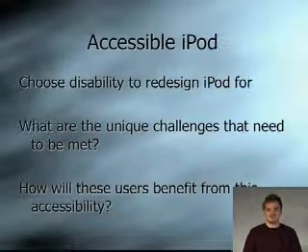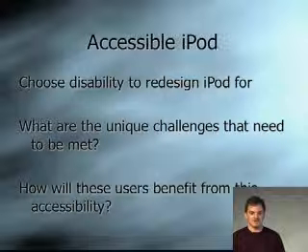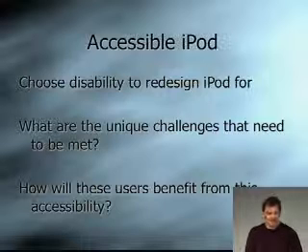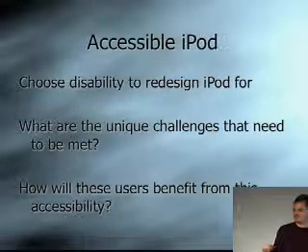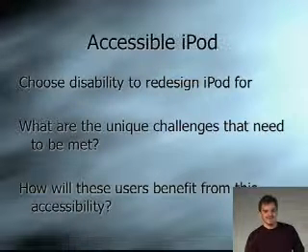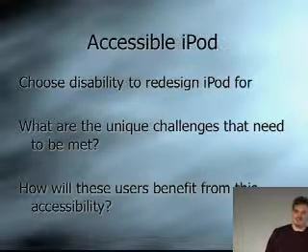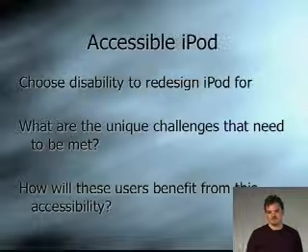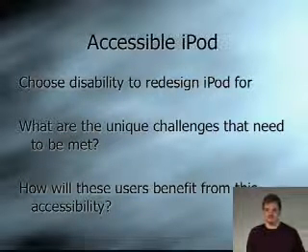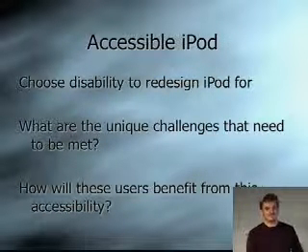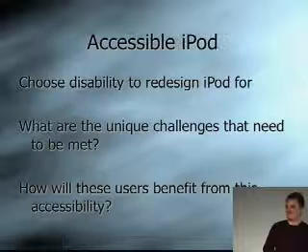So we're going to design an accessible iPod. I wanted to know what disability we want to redesign the iPod for. Are there any suggestions? That would be rather difficult, but we can try it. Okay, so lack of motor movements. Does that include the inability to talk like Stephen Hawking's? Let's say, okay, speech. Okay, so that makes things a little bit easier. Okay, so what are the unique challenges that need to be met? Anybody want to offer anything?